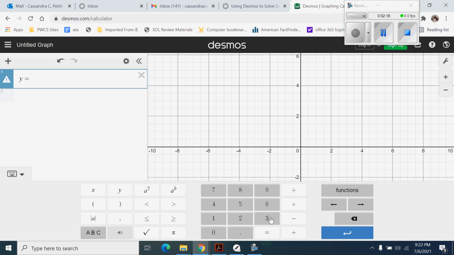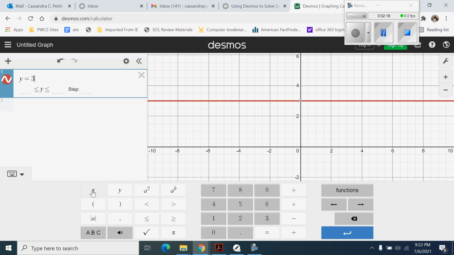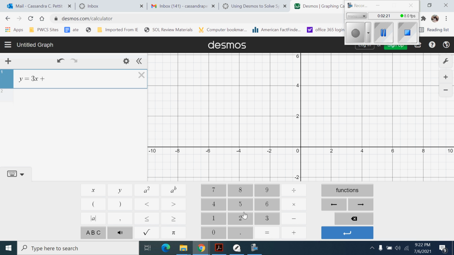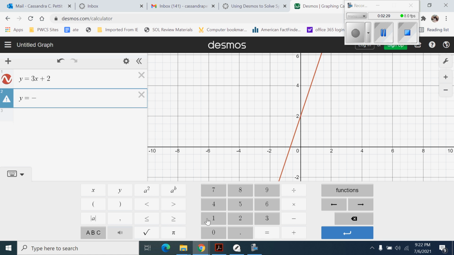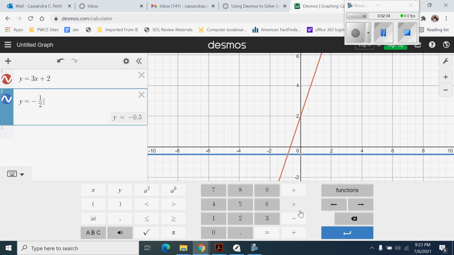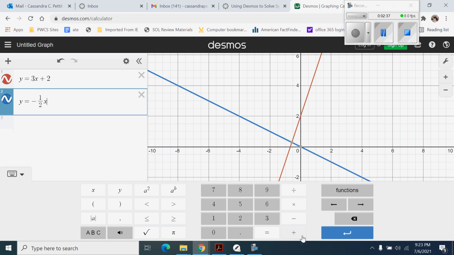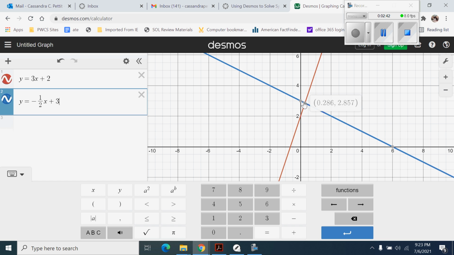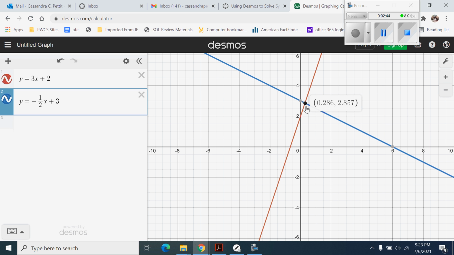So let's do y is equal to 3x plus 2, and then let's do another equation. y is equal to negative 1/2 x plus 3. Okay, and as we can see right here is the solution to the system of equations. Remember that a solution to a system of equations is where the two lines intersect.